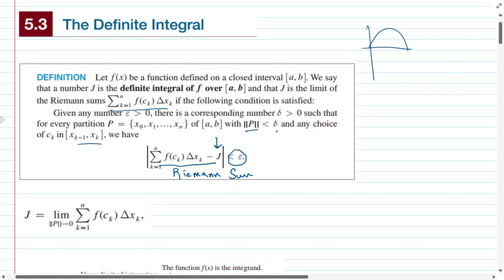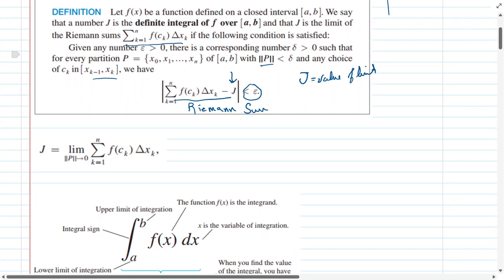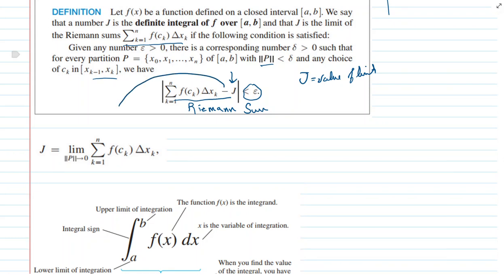We did this in Calculus 1, where we had f of x minus the limit, and J is the limit. So we can change that J to read in this fashion. Because they have it here, they'll bring it out here. So we can say this is that Riemann sum.